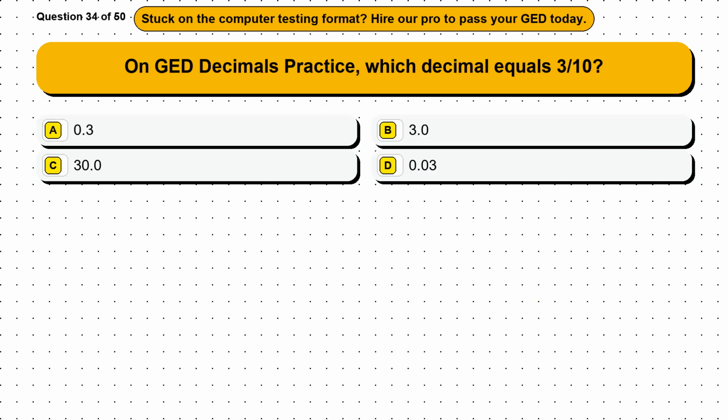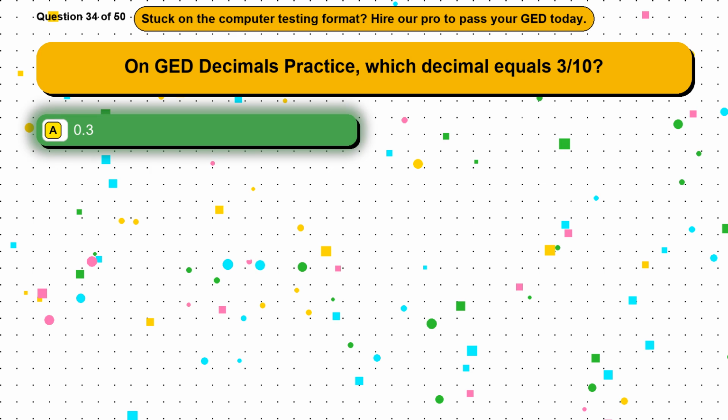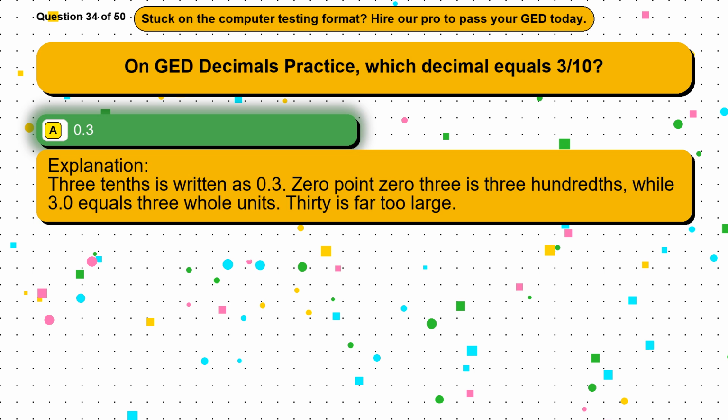Question 34. On GED Decimals Practice, which decimal equals 3/10? Option A 0.3. Option B 3.0. Option C 30.0. Option D 0.03. The correct answer is option A. 0.3. 3/10 is written as 0.3. 0.03 is 3/100ths, while 3.0 equals 3 whole units. 30 is far too large.